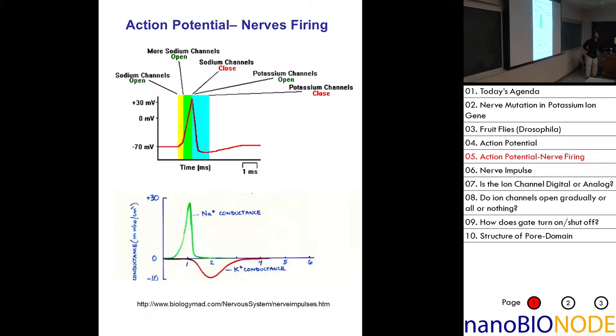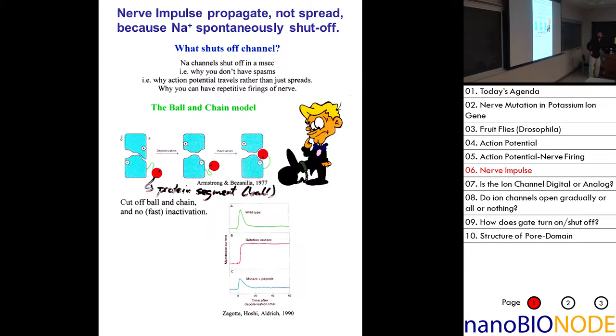I want you to do this and to understand why the sodium is flowing in, based on both the electrical and the chemical potentials. And then the sodium or potassium channel, as we just said, tends to shut off after a certain period of time. That's independent of the voltage. And the way they do it is because they have a ball and chain at the end here.